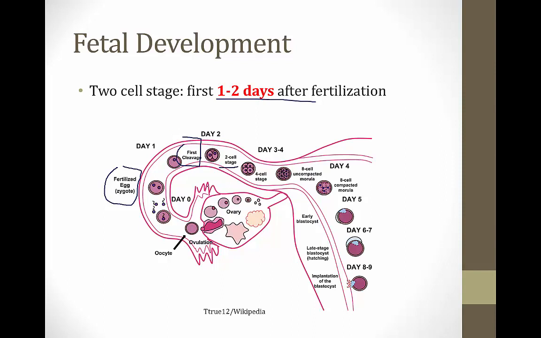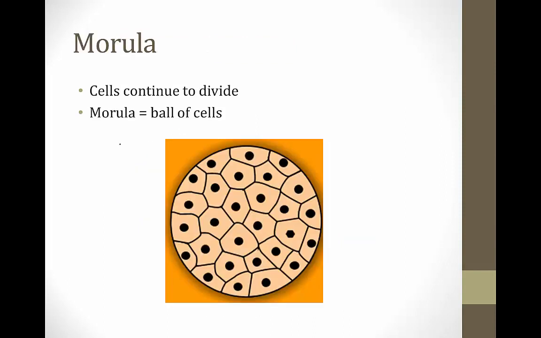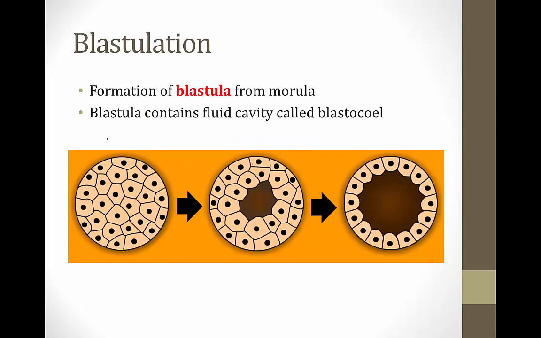After the two-cell stage, the developing embryo continues to undergo cellular division and it forms a structure called a morula. A morula means ball of cells, and this is what we call the embryo when it's in the stage where it's just a clump of cells stuck together. After morulation, the next step in development is called blastulation. This step involves formation of a structure called a blastula from the morula.